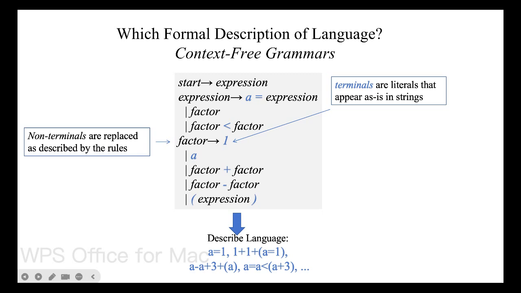A context-free grammar is a collection of terminals, non-terminals, and production rules. Terminals are literals that appear as is in strings, such as a or 1. Non-terminals are replaced as described by a rule, such as we can replace the factor by 1 or a. We start from the non-terminal expression and replace the non-terminal with a rule, and we can describe a language.